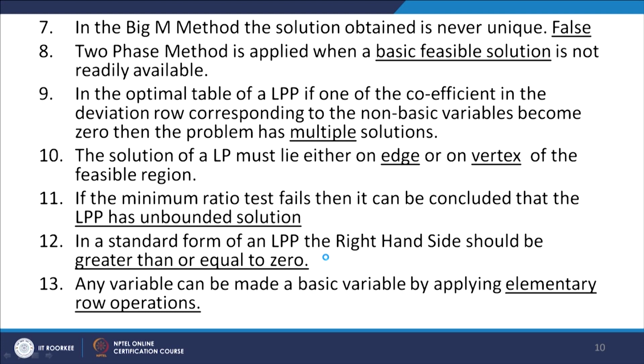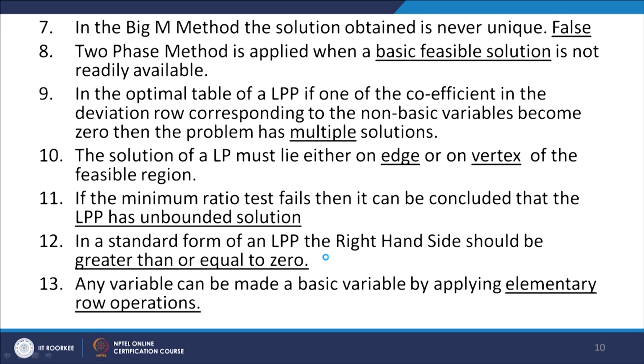Question number 9, in the optimum table of an LPP, if one of the coefficients in the deviation row corresponding to the non-basic variable becomes 0, then the problem has multiple solutions. This condition also we saw in the last example that we did. Question number 10, the solution of an LPP must lie either on an edge or on a vertex of the feasible region.